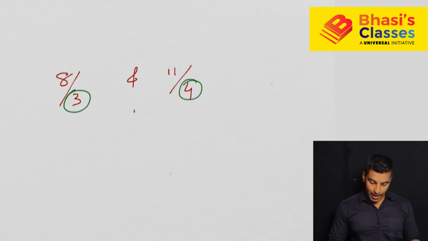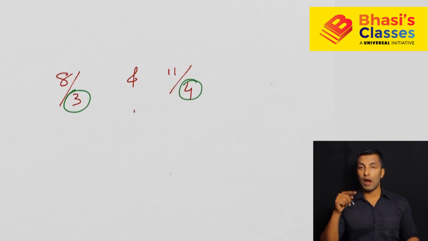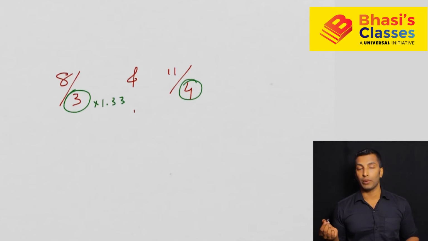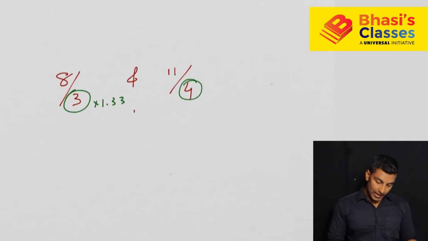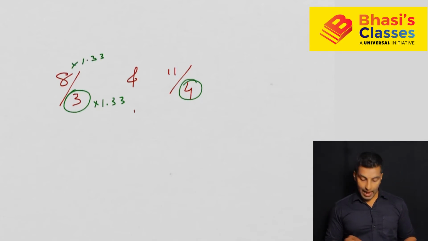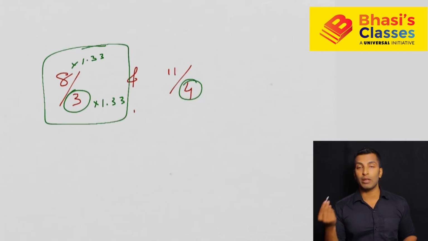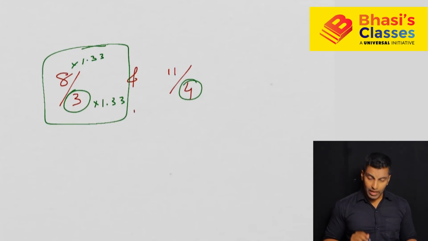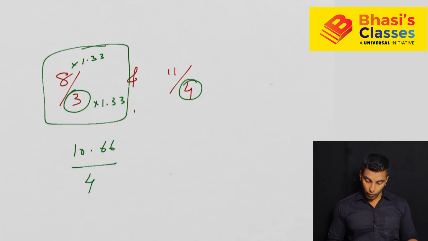So how to make this 3 as 4? 3 into 1.33. So what is the factor of multiplication between 3 and 4? 4 by 3 is basically 1.33. So when you multiply this denominator with 1.33, you can make it 4. Then both the denominators are the same. So obviously the numerator also you need to multiply with the same. And I told you from the first property, this ratio remains unchanged, because you are multiplying the numerator and the denominator with the same value. So what is actually happening here: when you multiply 8 with 1.33, you will get 10.66, and the denominator will become 4, and this is the same 11 by 4.